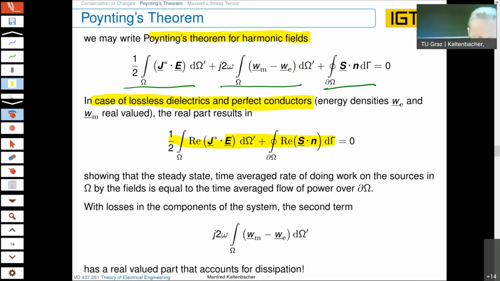On the other hand, with losses, we have to consider this term here, because then we will have a complex value for the magnetic energy density and electric energy density, and the imaginary part of them describes the losses. And here you multiply with a pure imaginary part, so the imaginary part of the magnetic energy and the electric energy gets real value due to this multiplication.